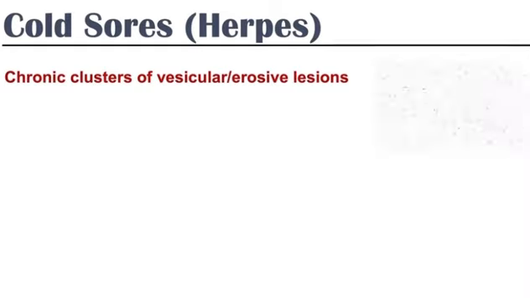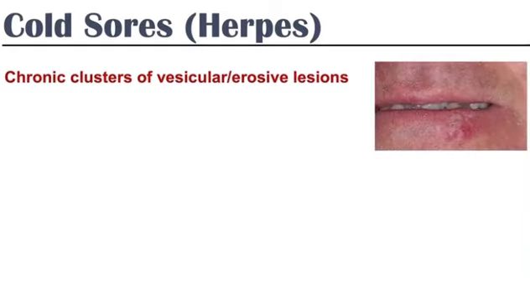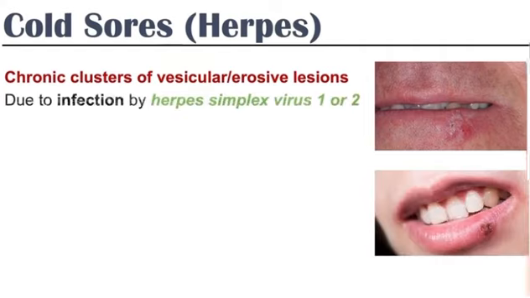Well, what does that mean? Well, as you can see, they are basically groups of little skin lesions that become little vesicles that can erupt and become erosions. They are due to infection by herpes simplex virus 1 or 2.